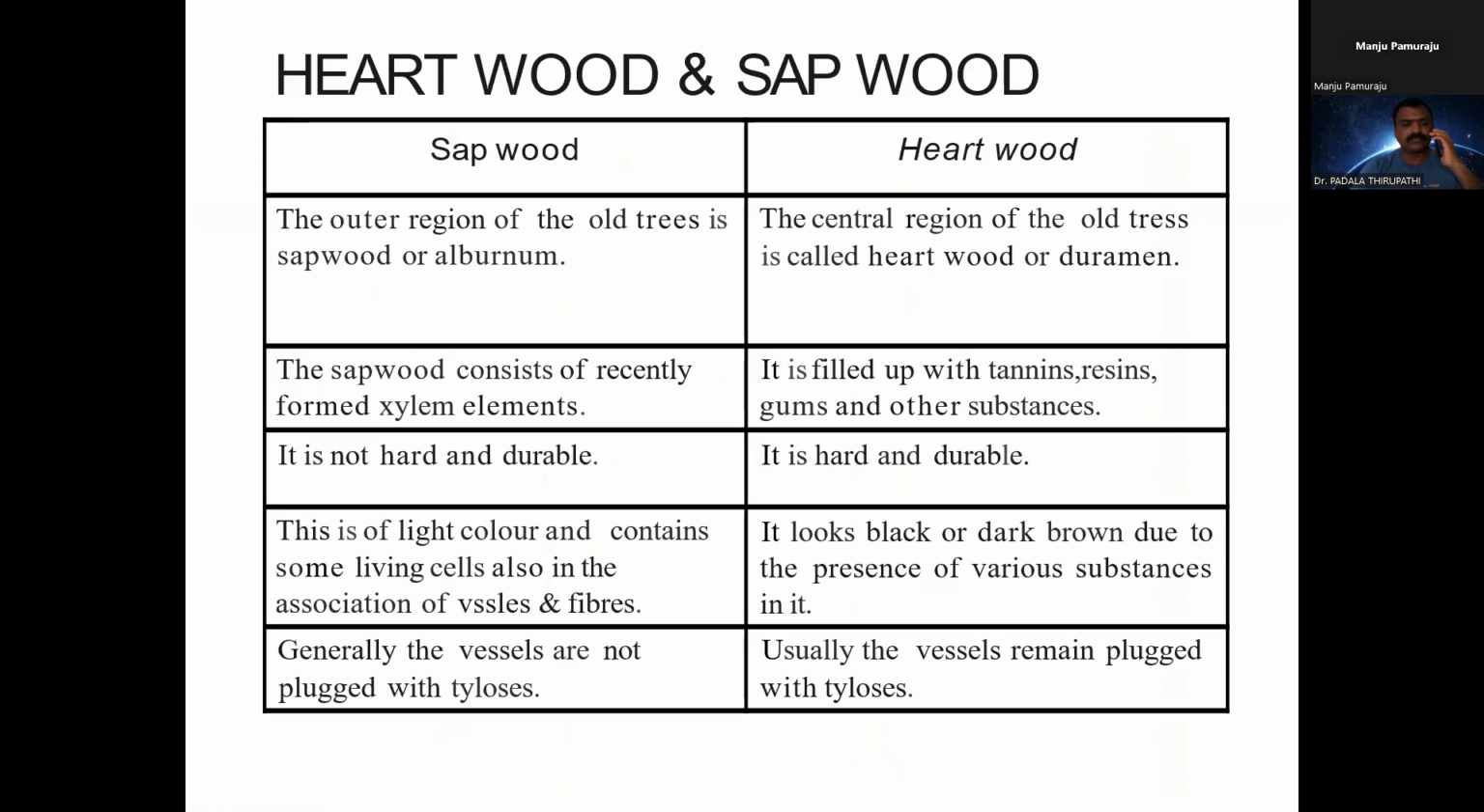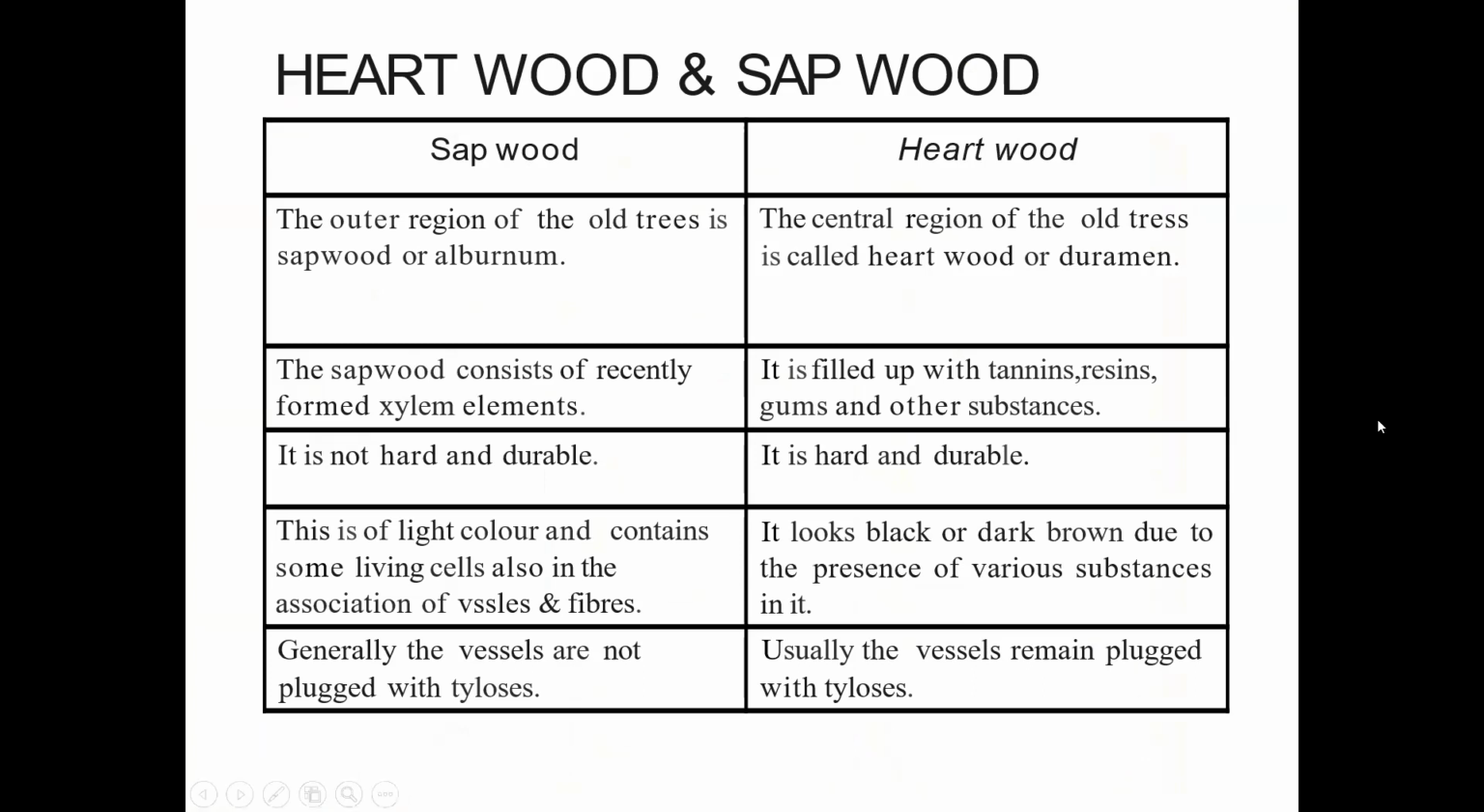So that is sapwood, the outer region of the old tree. It is also known as the alburnum, whereas the heartwood is the central region of the old trees. It is called the heartwood, and it is also known as the duramen. The sapwood consists of recently formed xylem elements, whereas the heartwood is filled up with tannins, resins, gums, and other substances.